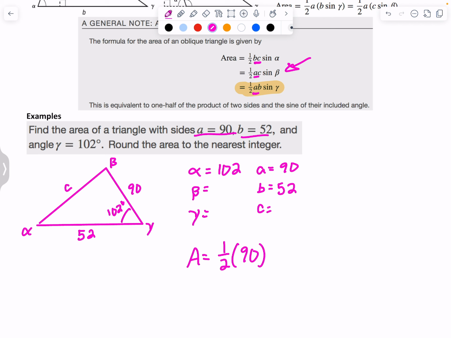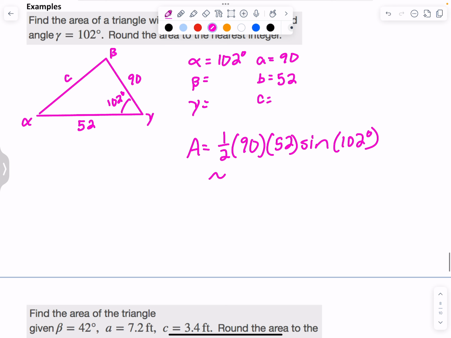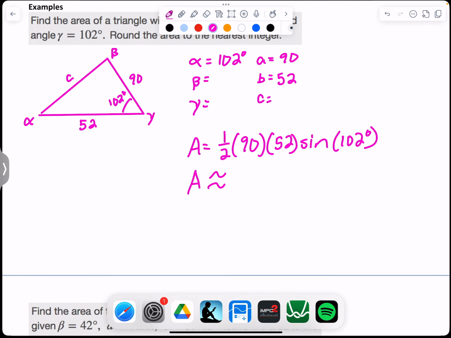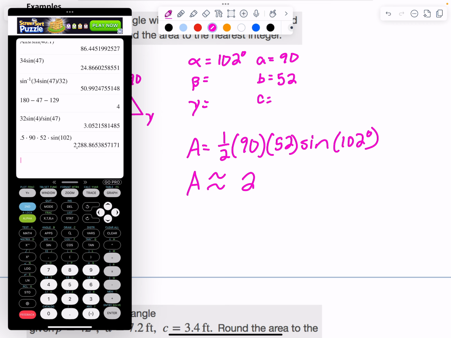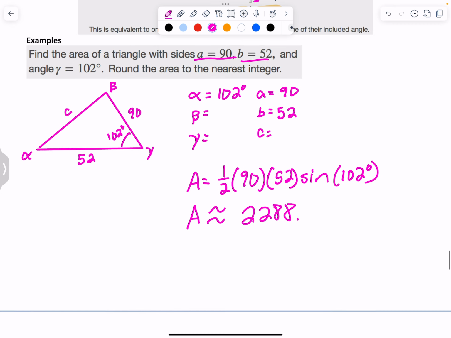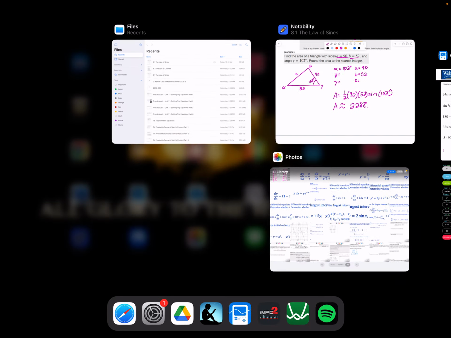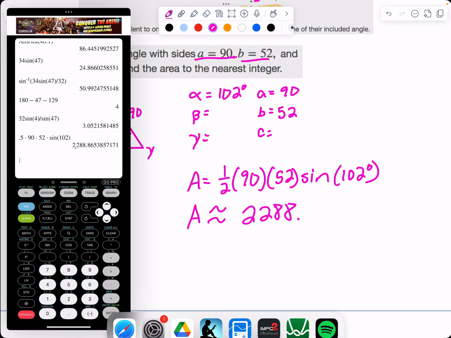Area is one half times little a, which is 90, times little b, which is 52, times the sine of 102 degrees. All right, so we're going to get a decimal, so I'm doing approximate. 0.5 times 90 times 52 times sine of 102. All right, I got 2288 point. Did they tell us to round the area to the nearest integer? So 89, I think. Let me pull that back up.